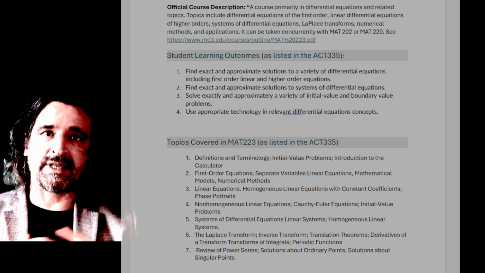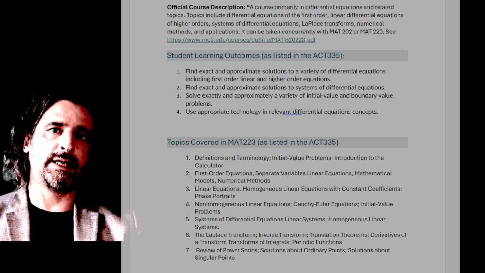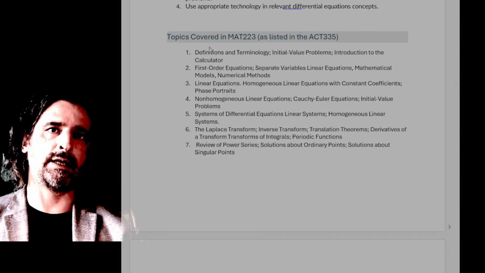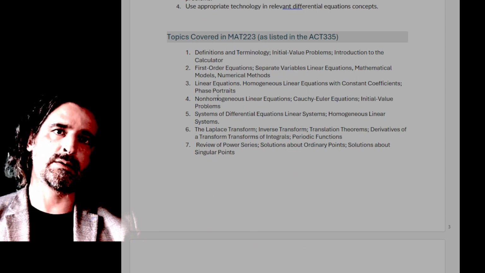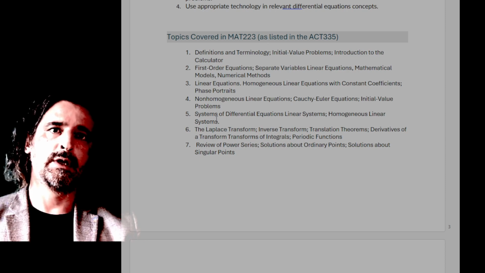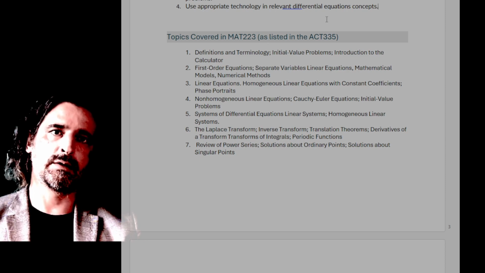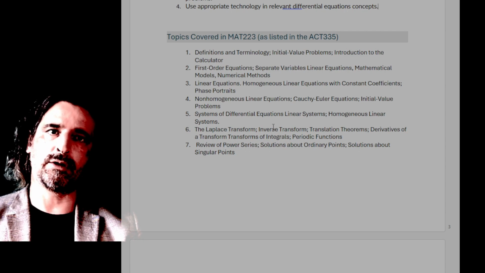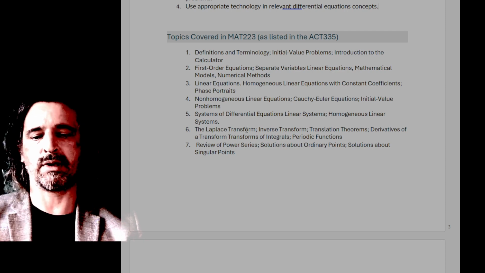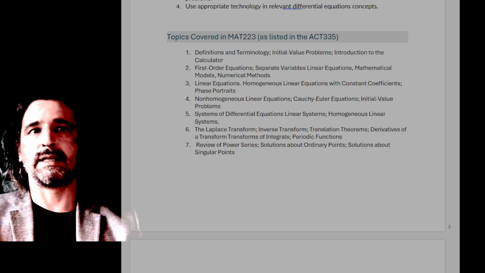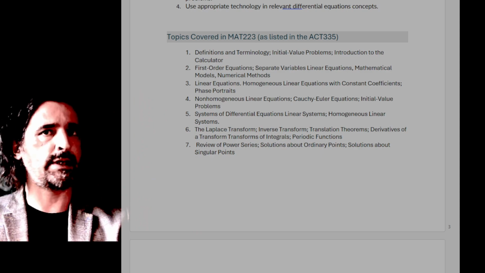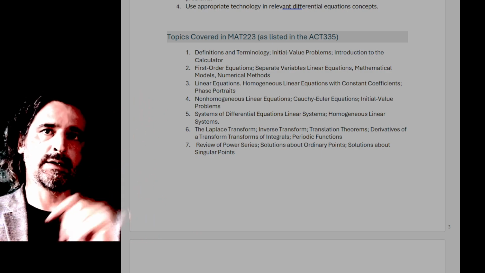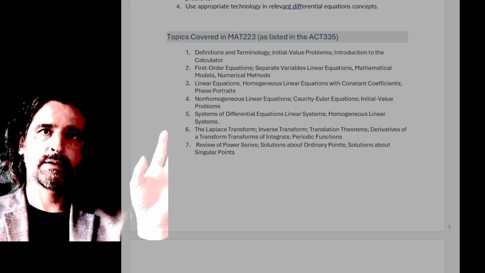But the topics covered are here. You can see definitions and terminology, first order equations, linear equations, non-homogeneous linear equations, systems of differential equations, and Laplace transform, as well as power series solutions. This is the typical table of contents of any differential equations class. At the very least, you get this.